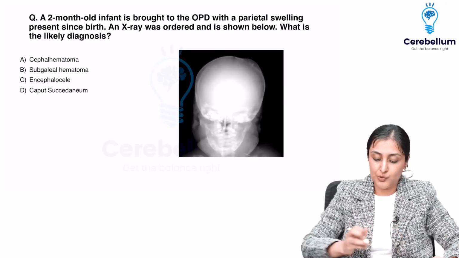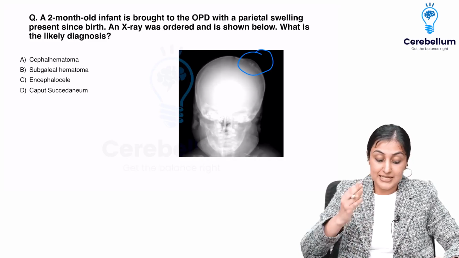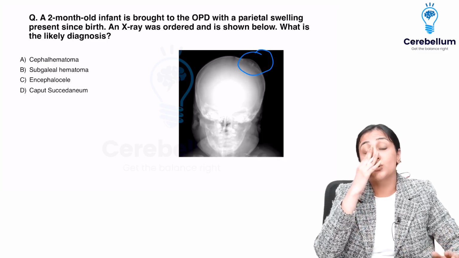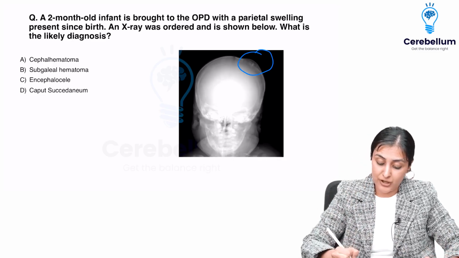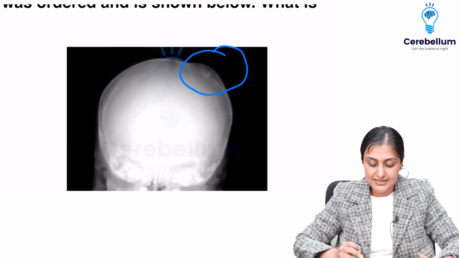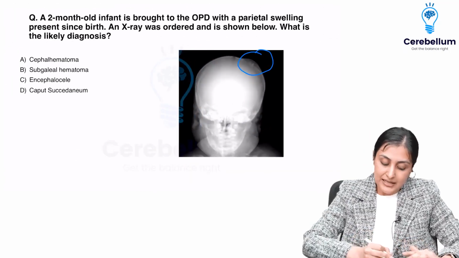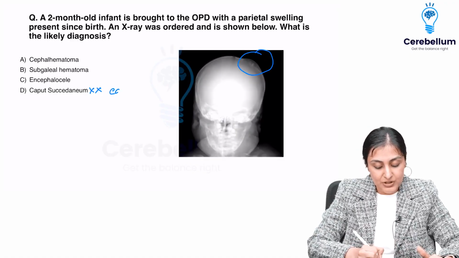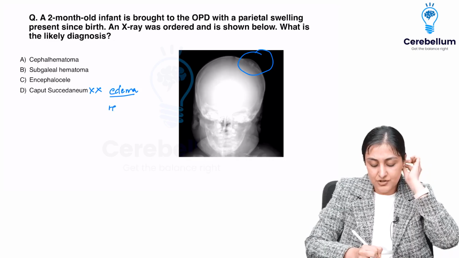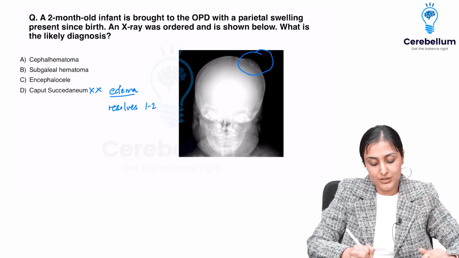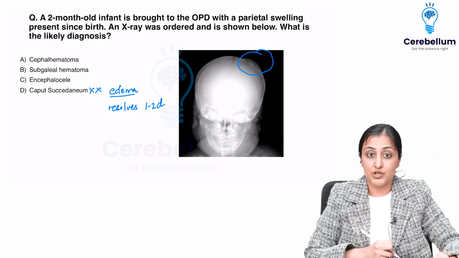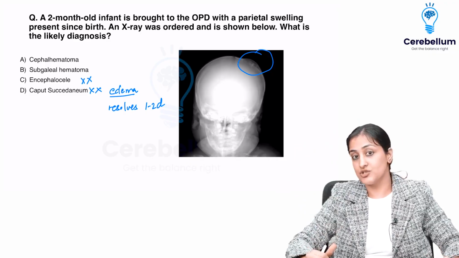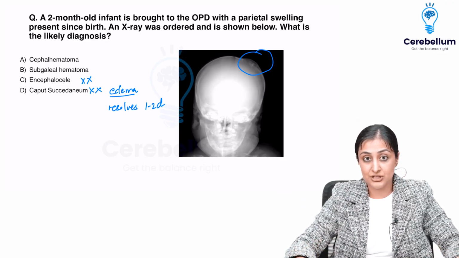A 2-month-old infant is brought to the OPD with a parietal swelling since birth. X-ray was ordered and is shown below. What is it? This is where a lot of students get confused. First of all, this is a lesion where you can see this thin rim of calcification. As soon as you see this, it cannot be caput succedaneum. Caput is just edema. It resolves in a day or two. In 1 to 2 days, it resolves. Can't be caput. It can't be encephalocele. Encephalocele is brain herniation. It will not be a well-defined lesion.